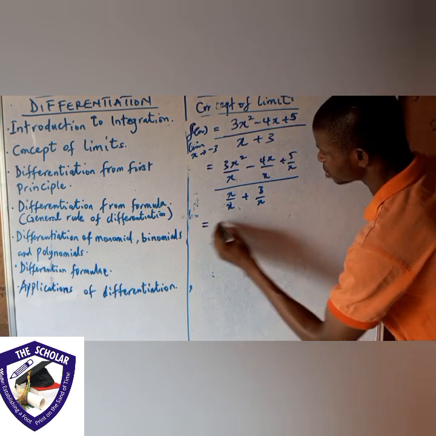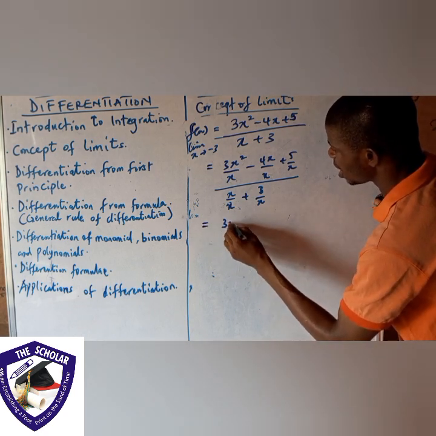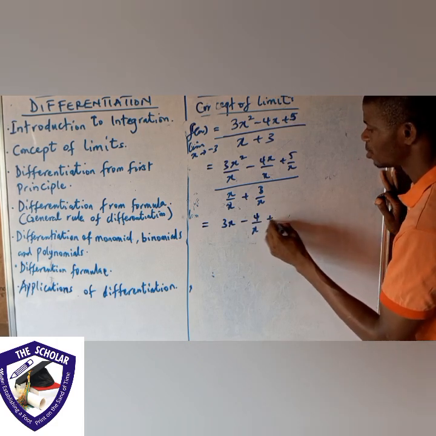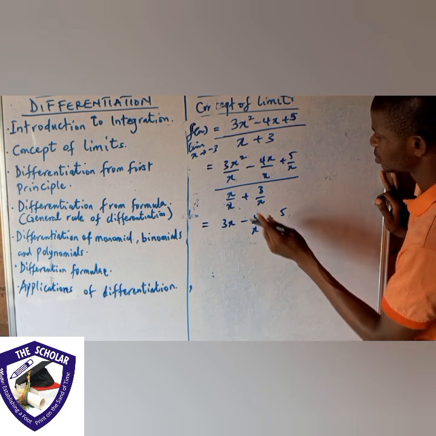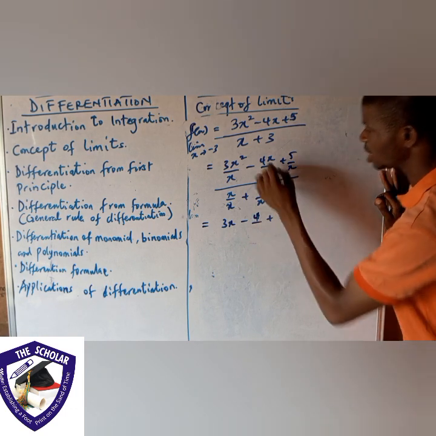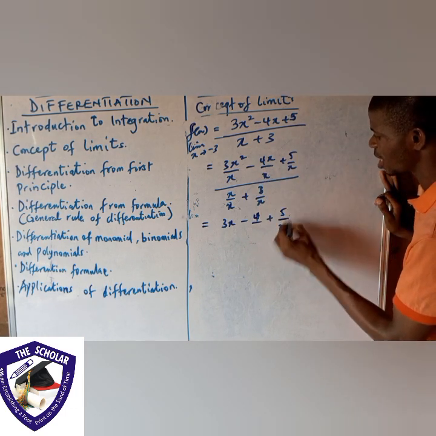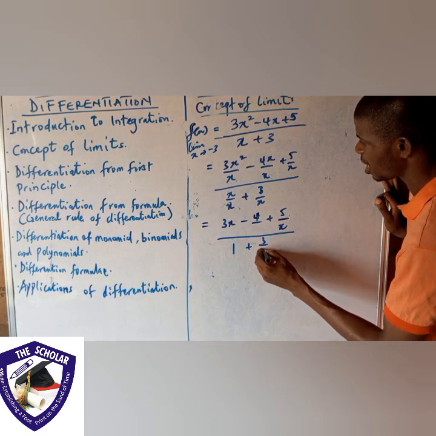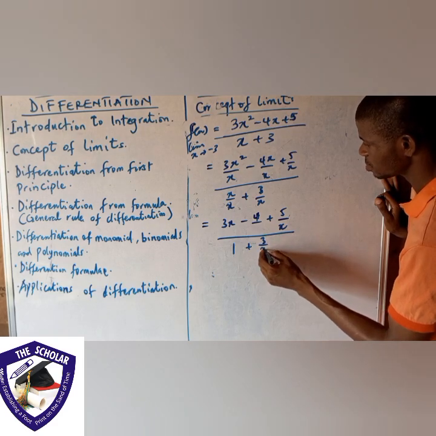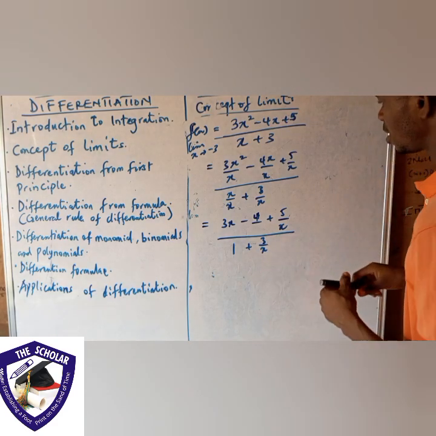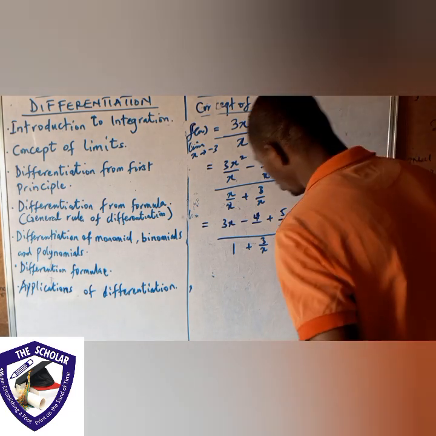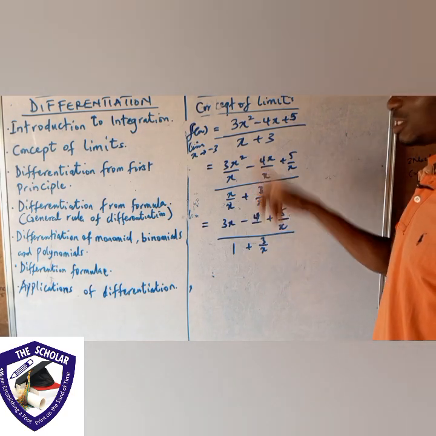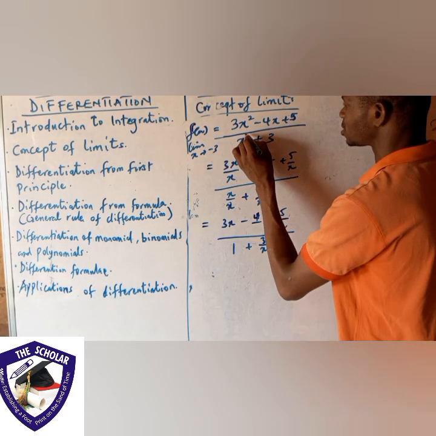That will result in 3x minus 4, because the x will cancel x, plus 5 over x, divided by 1 plus 3 over x. If you follow this through, anywhere you see x, if you put 3 there, this one will still go back to the initial stage. So let's divide all through by x squared.